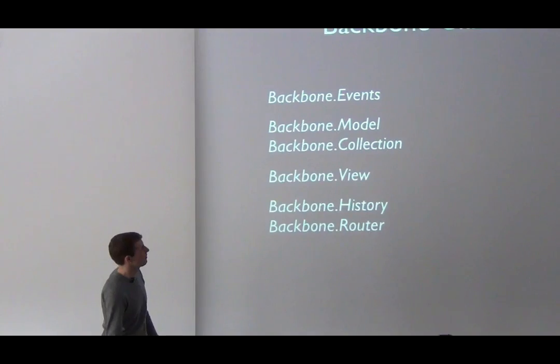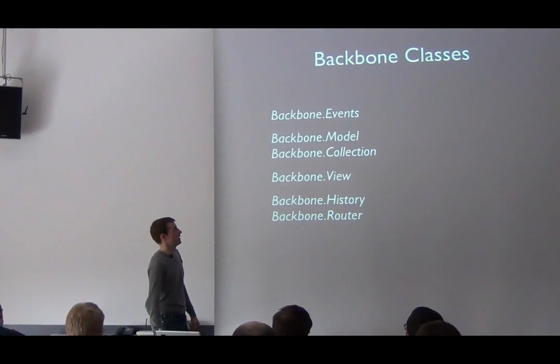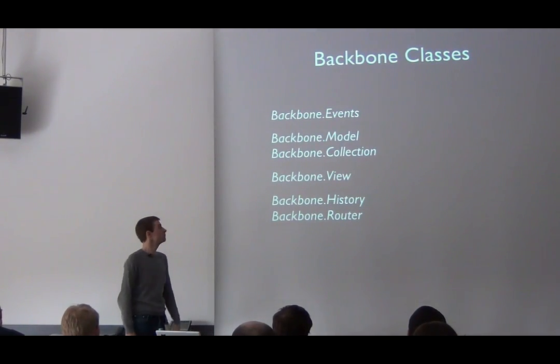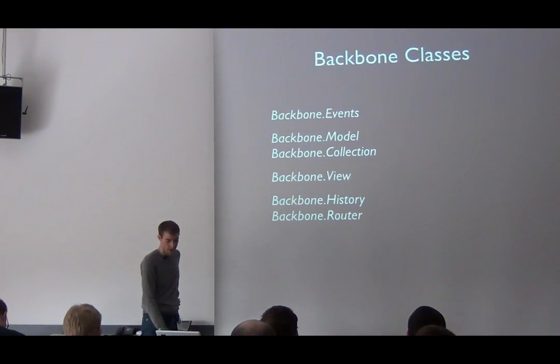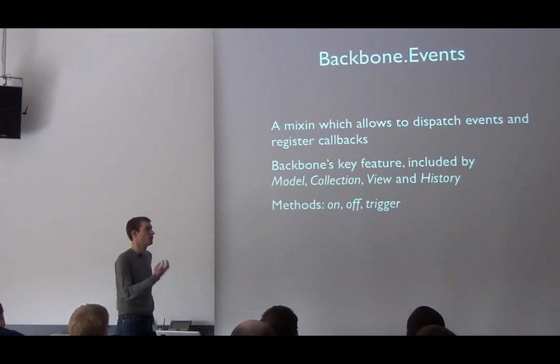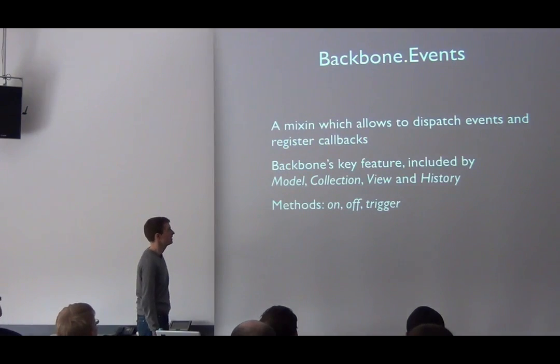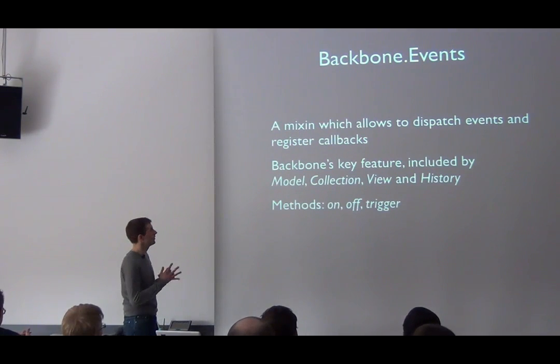Now I will talk about the parts of Backbone in short. There are just these 6 classes in Backbone, and they are, as I said, very lean. So you have the events, models and collections, the view class, and as an addition, history and router. I will start with events, which is basically the core functionality of Backbone. It's a mix-in which allows you to dispatch events and listen for events.